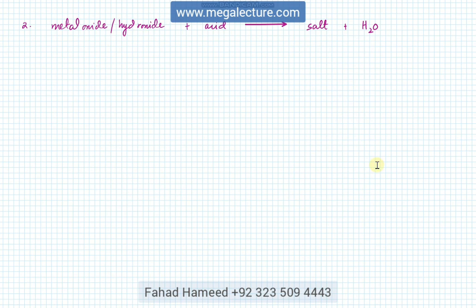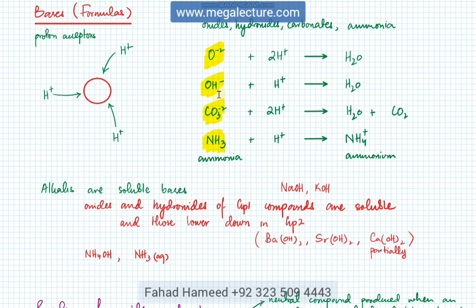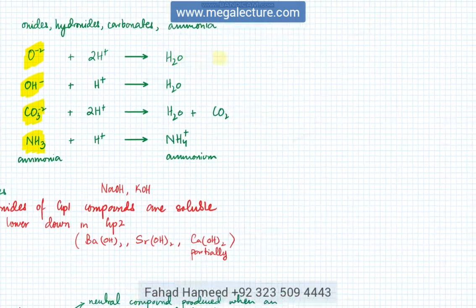We're now going to do a second reaction, which is a metal oxide or hydroxide reacting with an acid to produce salt plus H2O. Now remember that we saw that oxides and hydroxides are basic because they're going to accept H plus from the acid and they're going to produce water. So oxides and hydroxides. And also remember one thing, that oxides and hydroxides are kind of the same thing.